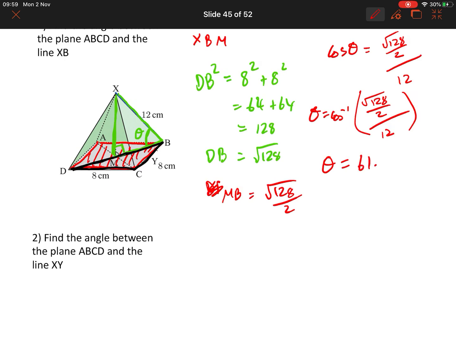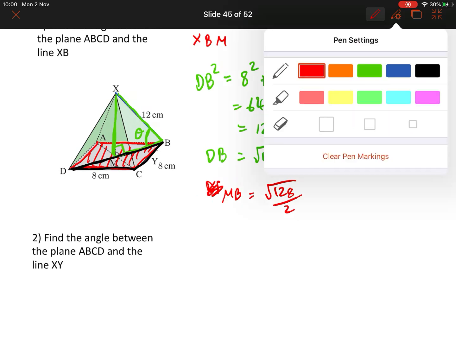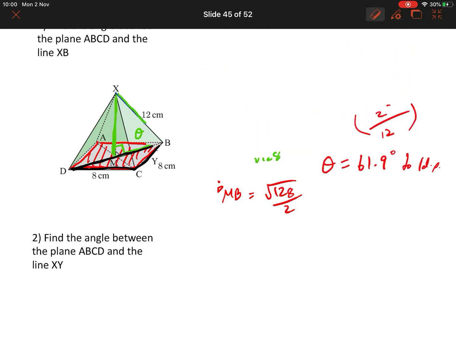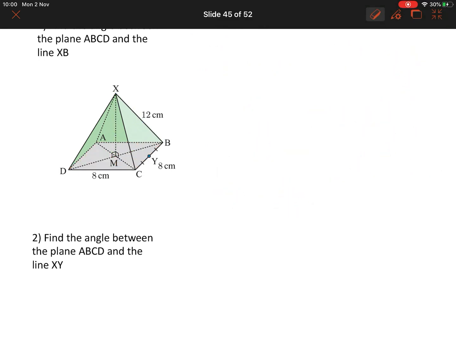And according to my calculator, that makes theta equal to 61.9 degrees to 1 decimal place. Okay, hopefully that makes sense. Right, let's do the other one.